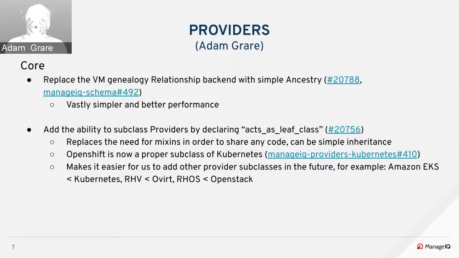We have a bunch of possible candidates to do this type of subclassing, one of which is we could do a Red Hat virtualization subclass of oVirt. OpenShift is already now subclassed from Kubernetes, so we made that change as well, and that cleaned up a bunch of mix-ins. So instead of using inheritance, OpenShift and Kubernetes were using a bunch of mix-ins because of this issue. So that's now just using simple inheritance, and we have a number of candidates that we can use this for in the future. So look forward to seeing that in future sprints.